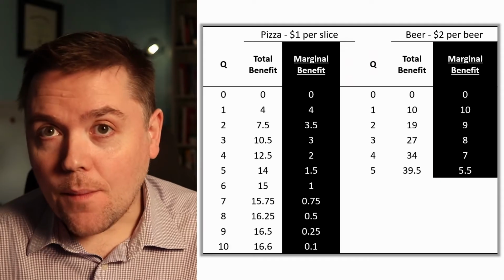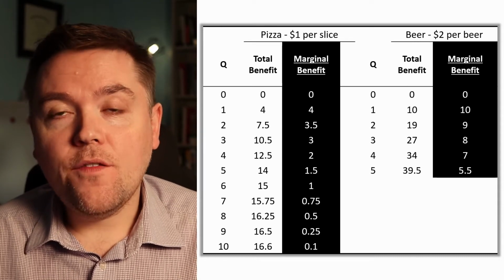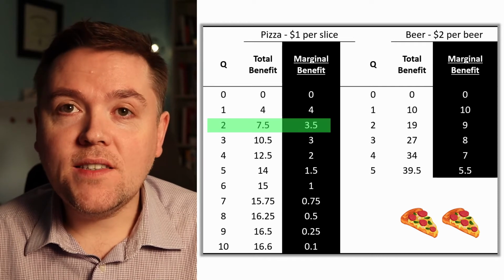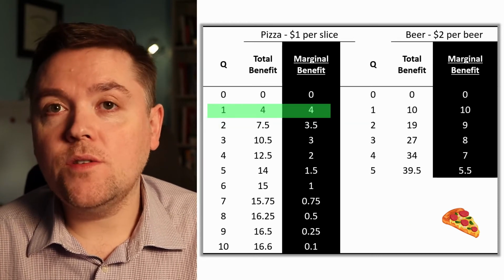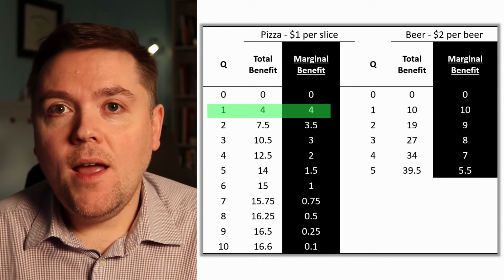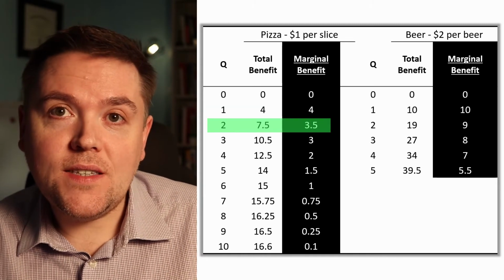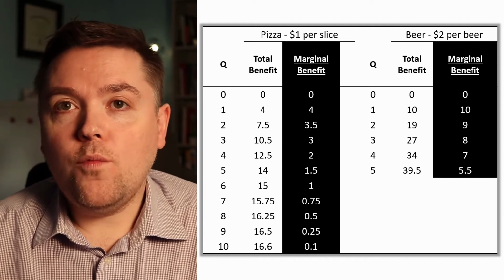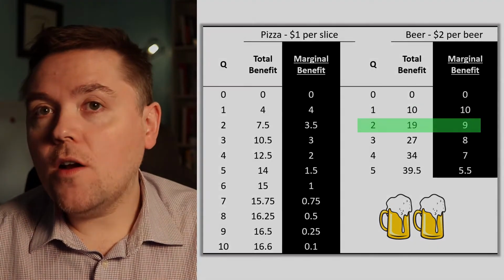You can also solve this problem using marginal analysis. In the table on screen now, I've got the marginal benefit associated with each unit of each good. For example, 2 slices of pizza gives you a total benefit of $7.50. 1 slice of pizza gives you a total benefit of $4. So the difference, or the marginal change in the benefits from having a second slice of pizza, is just $3.50, as you can see in the table. For beers, you have 1 beer, $10 of benefit, 2 beers, $19 of benefit, for a marginal benefit of $9.